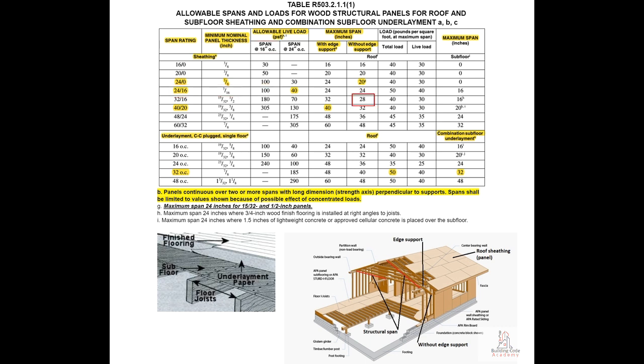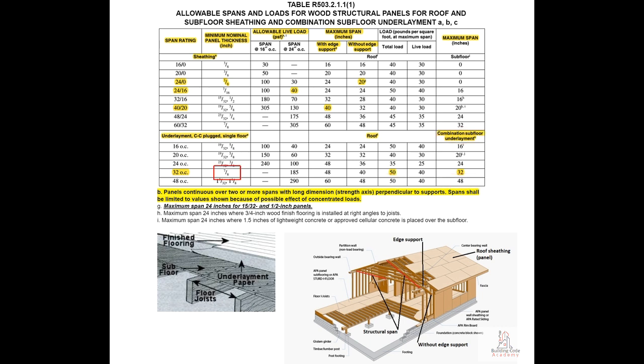28 inches max span for roof without edge support and 32 with edge support, where total load 40 and live load 30 pounds per square foot at maximum span. 48 inches maximum structural panel span for combination subfloor underlayment where total load 50 and live load 40 pounds per square foot at maximum span.